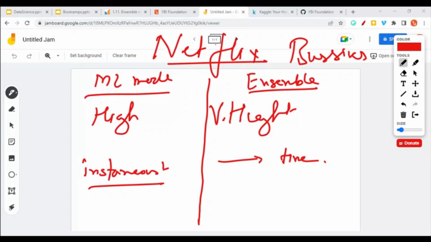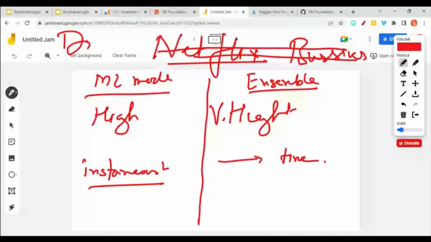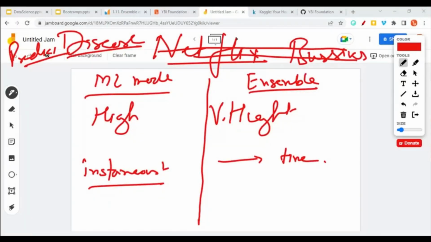Now let's change the scenario or business model. Now it's not Netflix, it's healthcare. It is related to predicting a disease. Which type of model would you like to go with? A machine learning model or an ensemble model? Now, it is about predicting the disease. Ensemble-like. So, I don't say that ensemble models are bad.